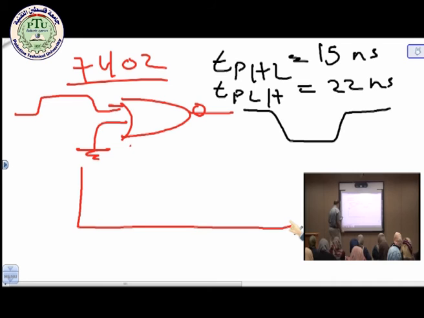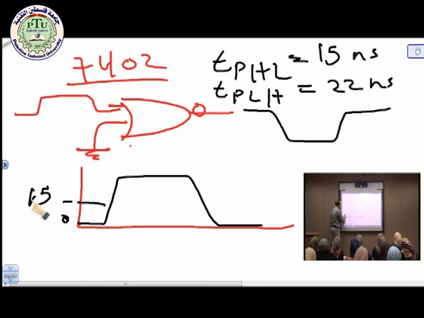Let's say that is my input signal. Typically, this is around zero, this is around 1.5 volt, and maximum 5, let's say. Of course, when we put them on the same scale, I don't know how I'm going to do it in the same scale. But we have to invert it.